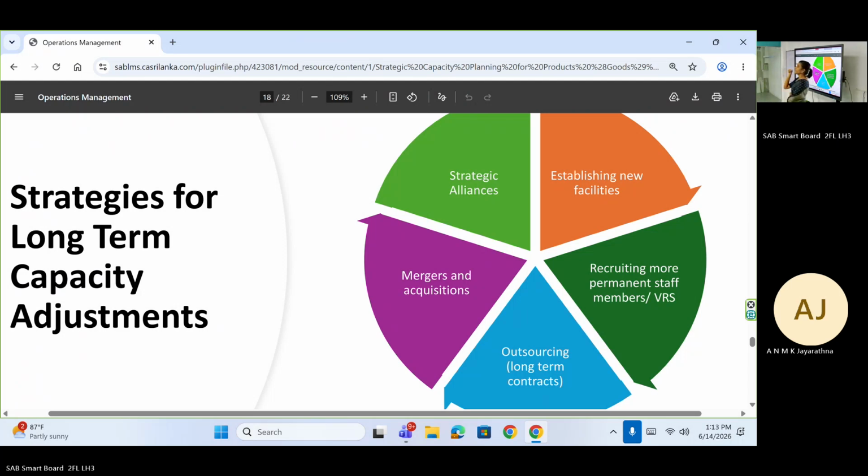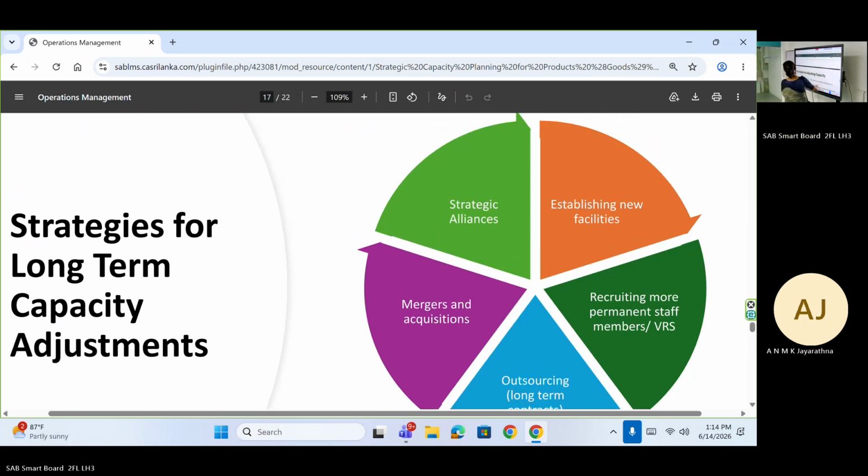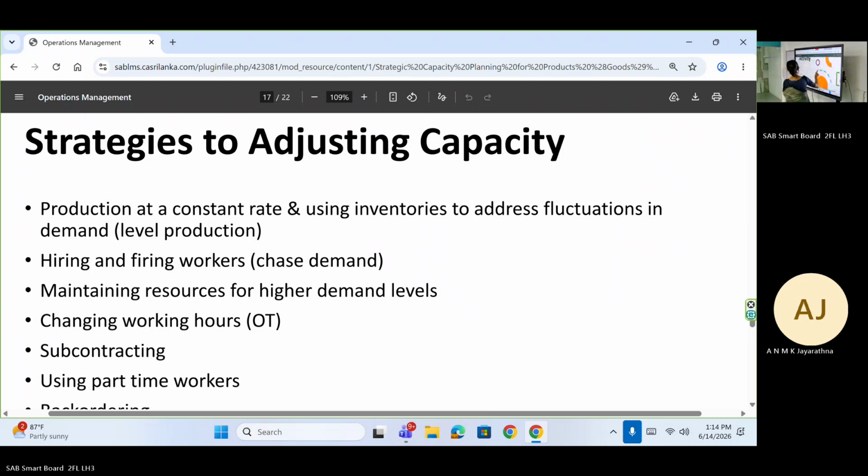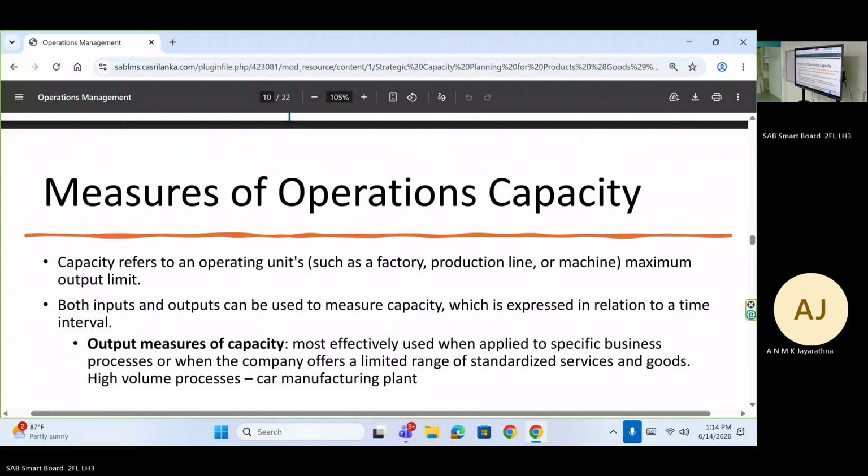Subtopic: capacity measures. Measures of capacity, or the measures of operations capacity.